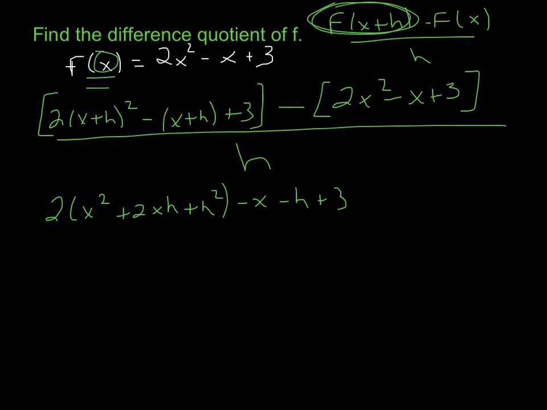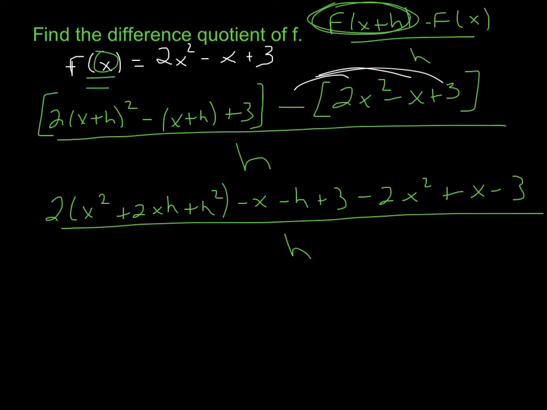Now I'm going to have to come over here and distribute this negative through all three of those terms. So minus 2x squared plus x and minus 3. Okay? And all of that is still divided by h. So we can already see right now we got some things to get rid of. Minus x plus x, those are going to go. Plus 3 minus 3, those are going to go. Okay? If we look at distributing out here with this 2, we've got a 2x squared plus 4xh plus 2h squared.